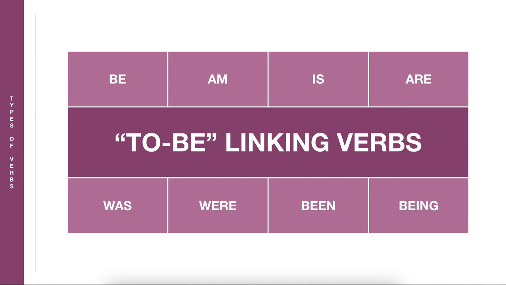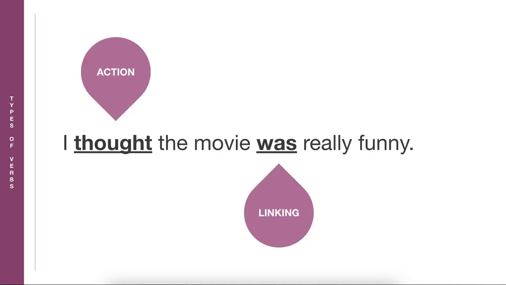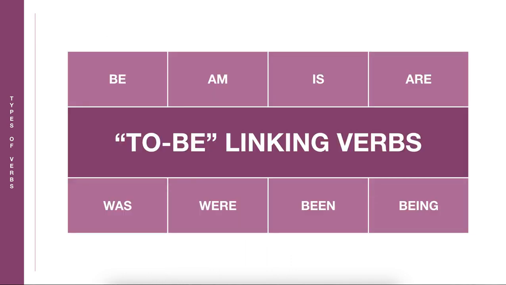This list is really important so that you can identify those small linking verbs in sentences, even if you're not sure something's a verb. Because if you look at this sentence, it's hard to figure out that was is a verb. It doesn't seem like it's an action, so it doesn't quite make sense. But if you can remember that it's a to be linking verb, then you'll be able to spot it.